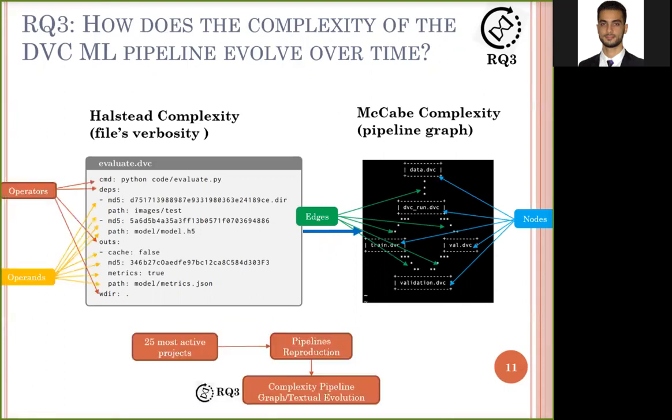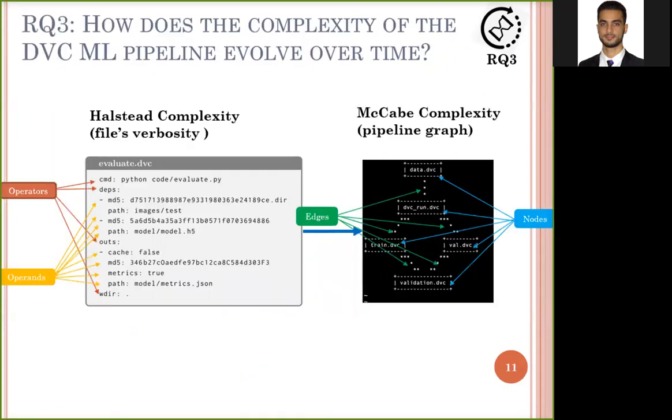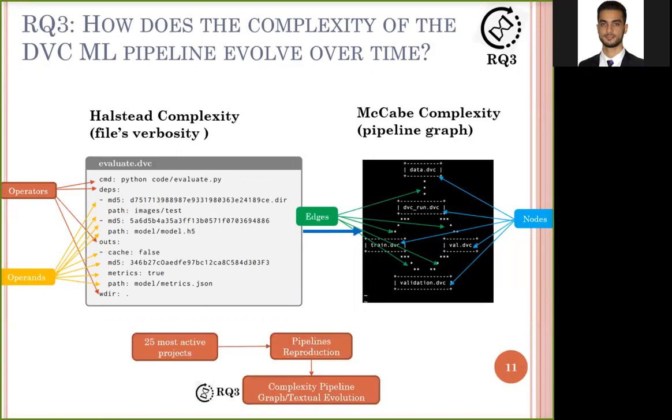The second metric is the Halstead complexity, used to reveal the file's verbosity and the effort to understand the textual form of the DVC pipeline files. We compute it using the operators and operands. The operators are the commands at top level, and the operands are the parameters passed to the operators. To do so, we reproduce the pipelines of the 25 most active projects and compute the two complexity metrics.